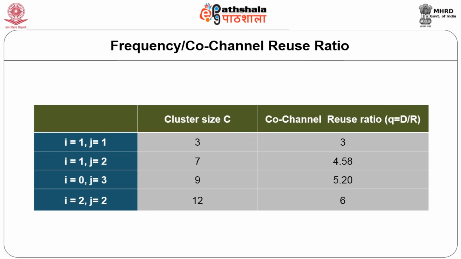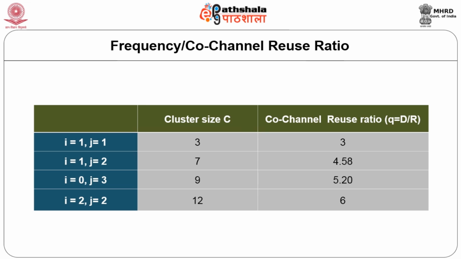Now, obviously, a smaller value of Q provides large capacity when the cluster size is small, whereas large values of Q increase transmission quality due to smaller levels of co-channel interference. Let us look at the values of Q for different cluster sizes. For cluster size 3, Q is given by 3, that is root 3 multiplied by 3. For cluster size 4, it is given as 3.46. For cluster size 7, it is given by 4.58. It is just an exercise for you to put it in the formula above and calculate the values of Q which have been given in this table. For cluster size 9, the value is 5.2.